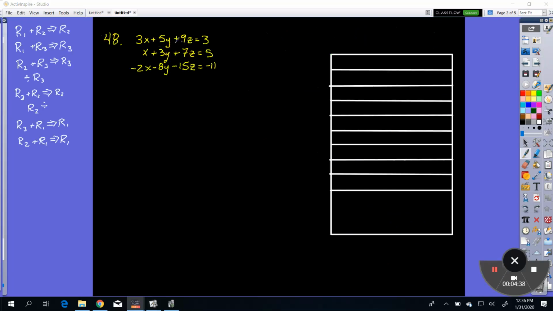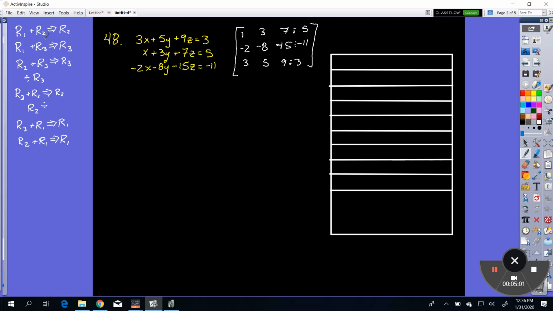So now question 48, I'm going to make this a matrix. I'm going to move row 2 up, so that becomes 1, 3, 7, 5. And then it doesn't matter. Negative 2, negative 8, negative 15, negative 11. So I moved row 3 as well, and then I'll put row 1 down here at the bottom. 3, 5, 9, 3.